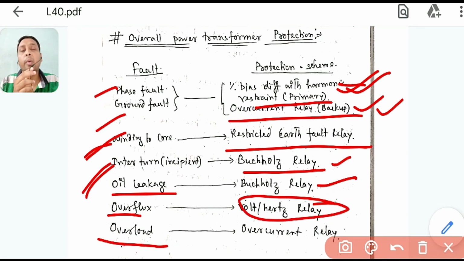Overload is also not a fault, but excessive current is flowing. Suppose the load is very high, there is no fault inside the transformer, but the current is crossing the rated current, then you have the overcurrent relay to sense that, and it will trip it. So with this we conclude the protection of the transformer.